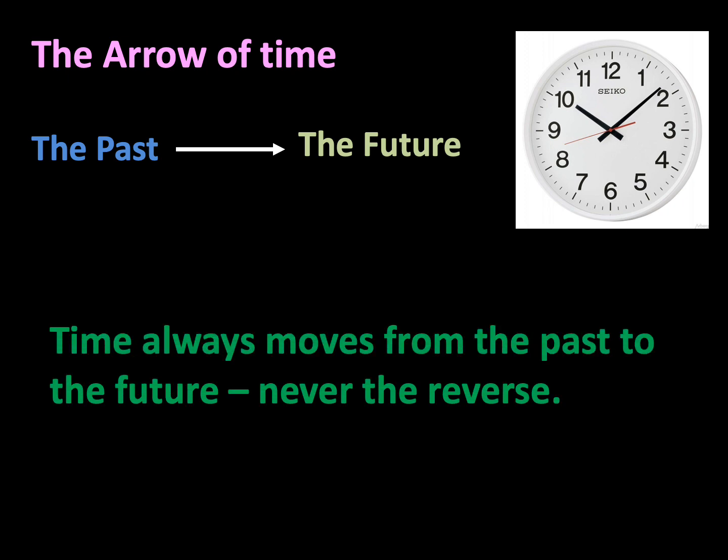That brings us to the idea of the arrow of time. This is a very simple idea. It simply tells us that we always move from the past forwards into the future. That's the arrow of time. Time always moves from the past to the future, but never the reverse.